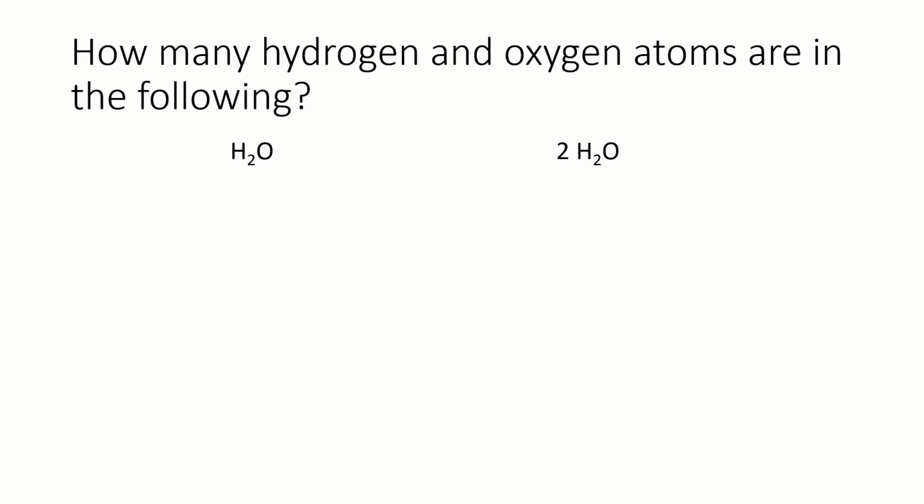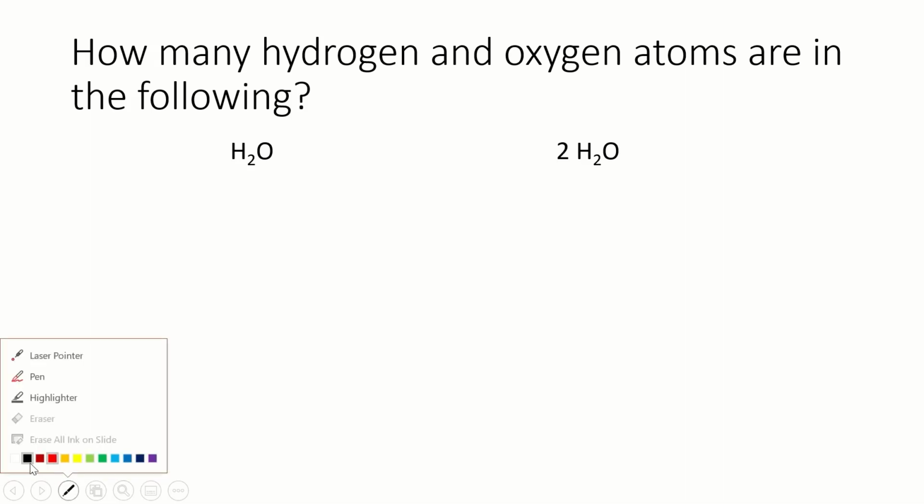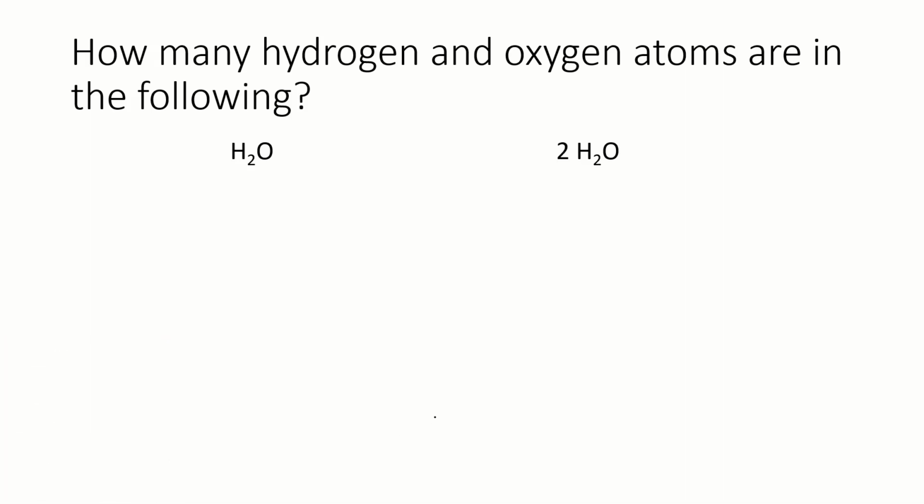We're going to start with the formula on the left, which is H2O. You might be familiar with this. It's the chemical formula for water. And if we look at that formula, we see H for hydrogen and O for oxygen. We also see that there is a 2 subscript after the H. What this means is that we have 2 hydrogen atoms.